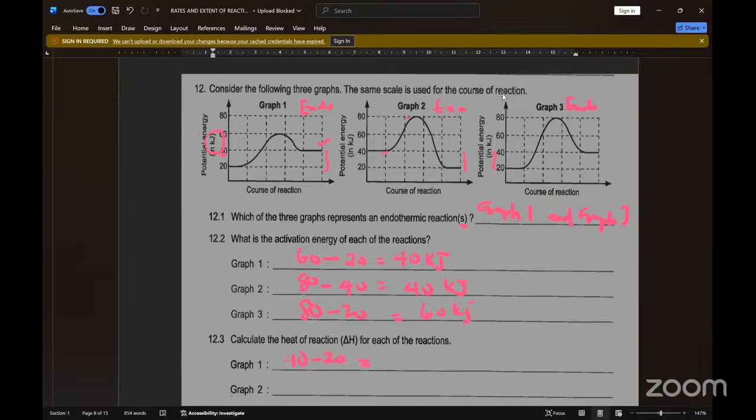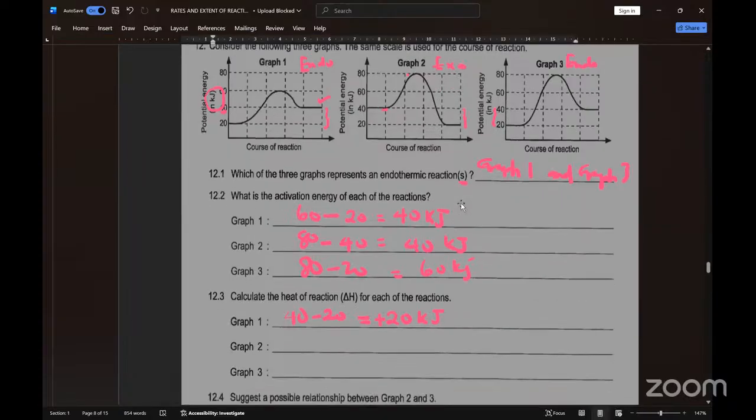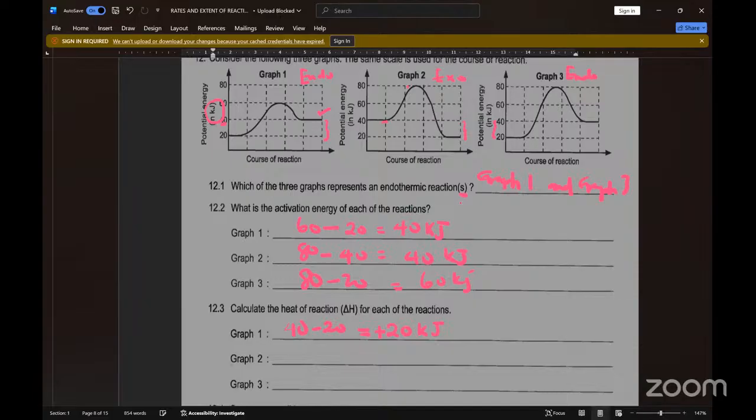Okay. And that gives you 20 kilojoules. And this is a positive one because the delta H for endothermic reactions are positive. So you put that as positive. Okay. Now, when we come to the next one, it is actually the product minus the reactant. It's always product minus reactant. So the energy at the level of the product is 20 minus 40, and that gives you negative 20 kilojoules. Okay.